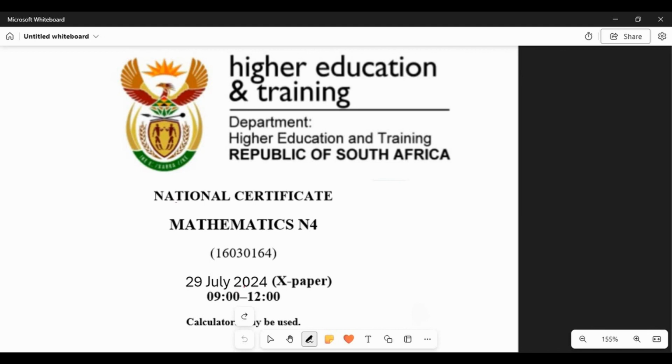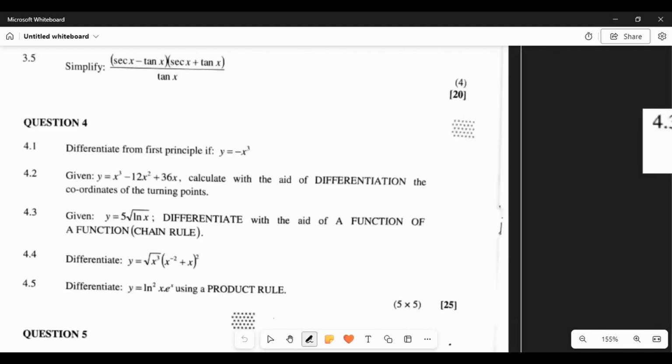So let's look for question 4 and see how we're going to solve it. Here's our question 4, guys. Question 4 consists of 5 questions. We're going to start by doing question 4.1 and then continue with the others. I'm going to copy question 4.1, paste it somewhere where there is space, and then we solve it.